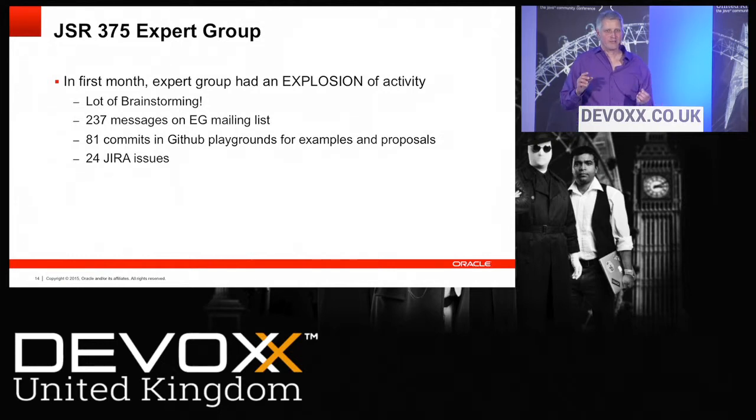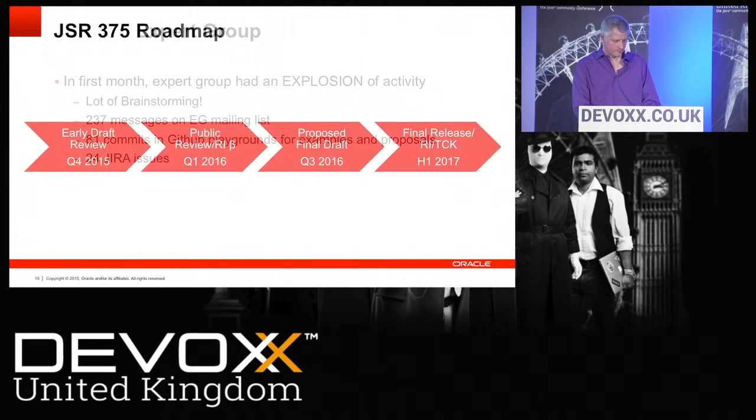So, imagine waking up in the morning and seeing 50 messages on your email list and having to go through them all. And they're all deep. You have to really investigate each one because everybody has a good idea. We have a GitHub playground, which I'll talk about a little bit later, and we have examples and proposals in there. There were 81 commits in the first month. And already in the first month, we had 24 JIRA issues presented. So again, a very active expert group.